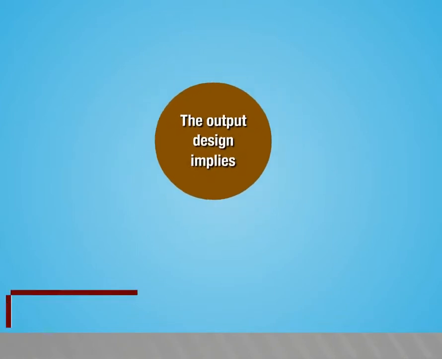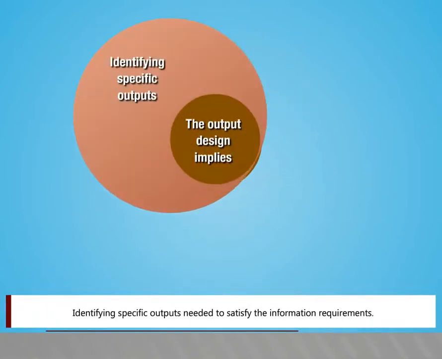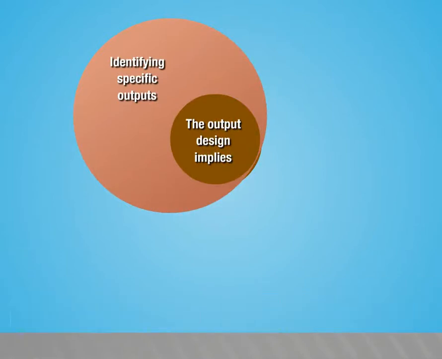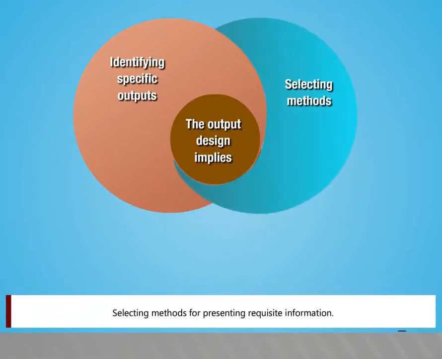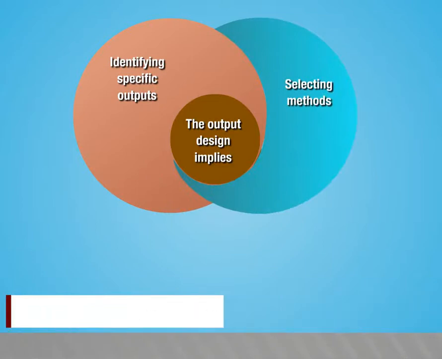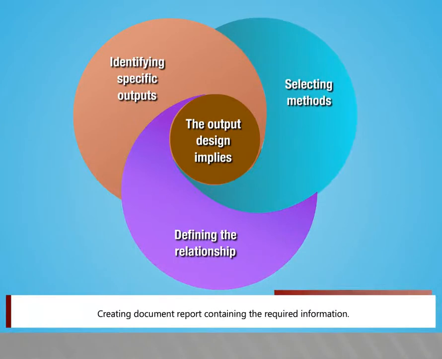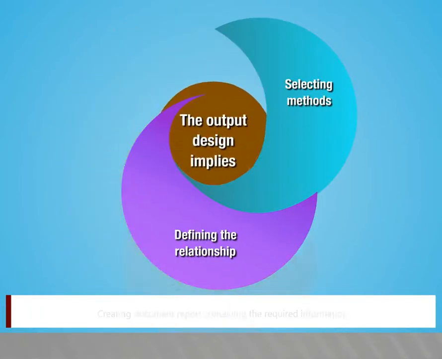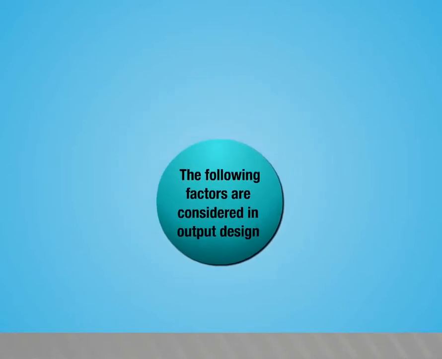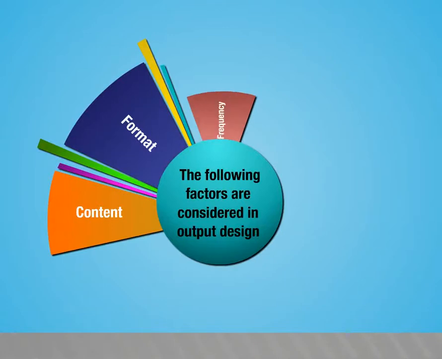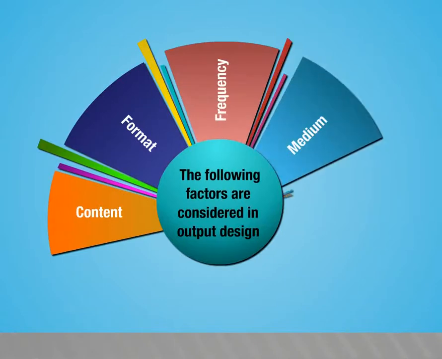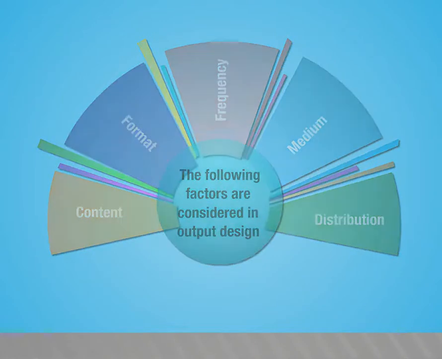The output design implies identifying specific outputs needed to satisfy the information requirements, selecting methods for presenting requisite information, creating document report containing the required information. The following factors are considered in output design: content, format, frequency, medium, distribution.